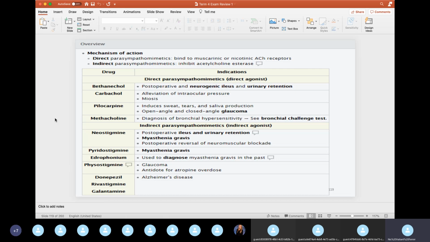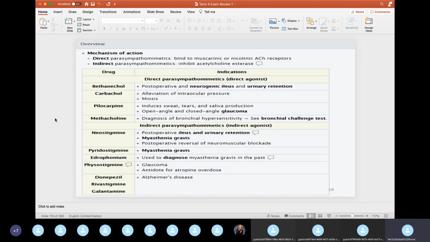Another direct parasympathomimetic is methacholine, which is to diagnose bronchial asthma. So how are we going to do that? Via your bronchial challenge test. If I give you methacholine, what happens? Bronchoconstriction. Excellent. And then you just measure the amount of air that the patient can get, right? So that's your methacholine challenge. Remember, it induces bronchoconstriction. That's it.